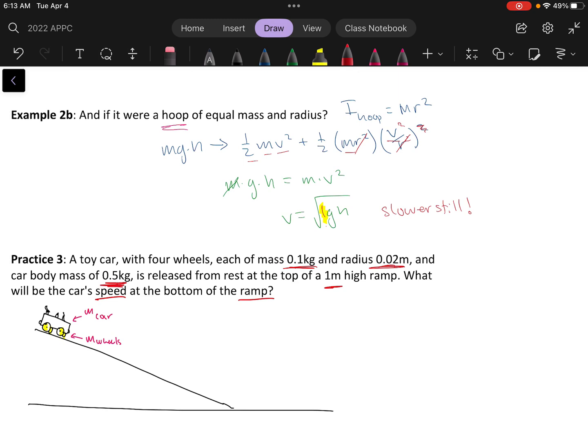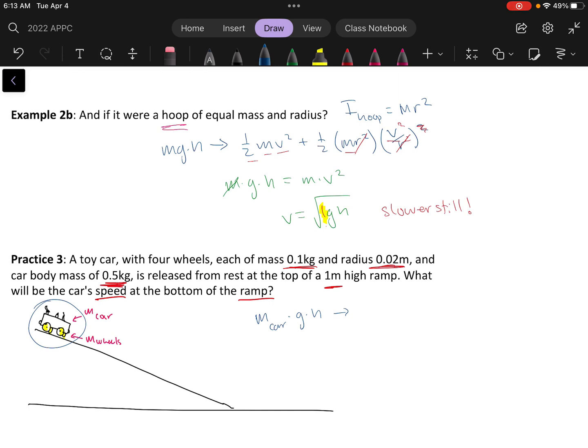In this case, if we want to do this in terms of conservation of energy, because that's what's simplest, we would still have the mass of the car times g times h, turning into kinetic energy. And the kinetic energy here, though, is where we get tricky. What is in linear motion? Well, everything, the whole thing.